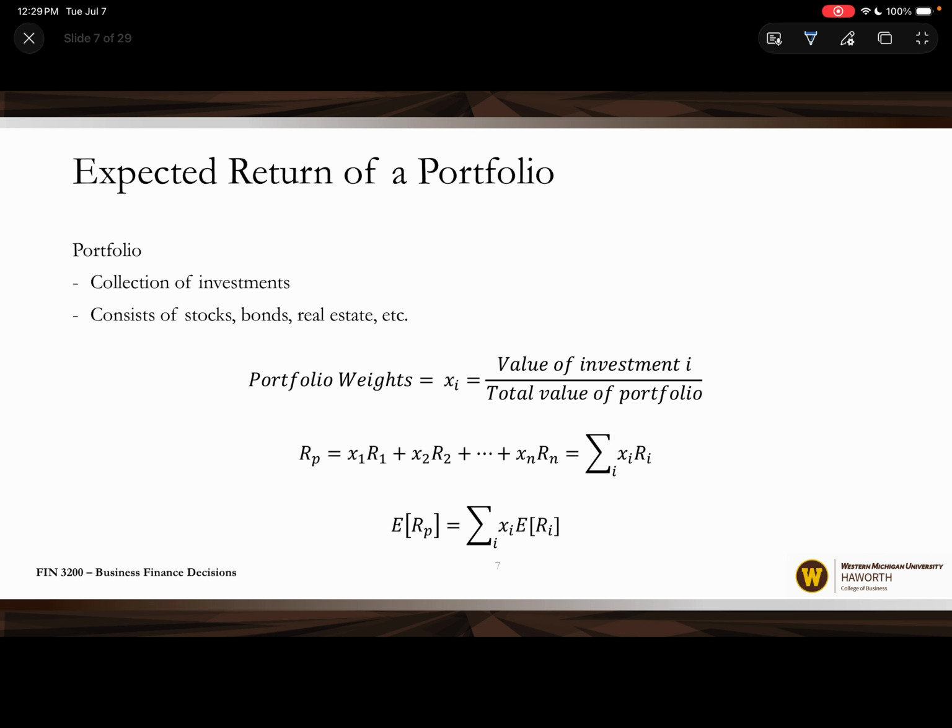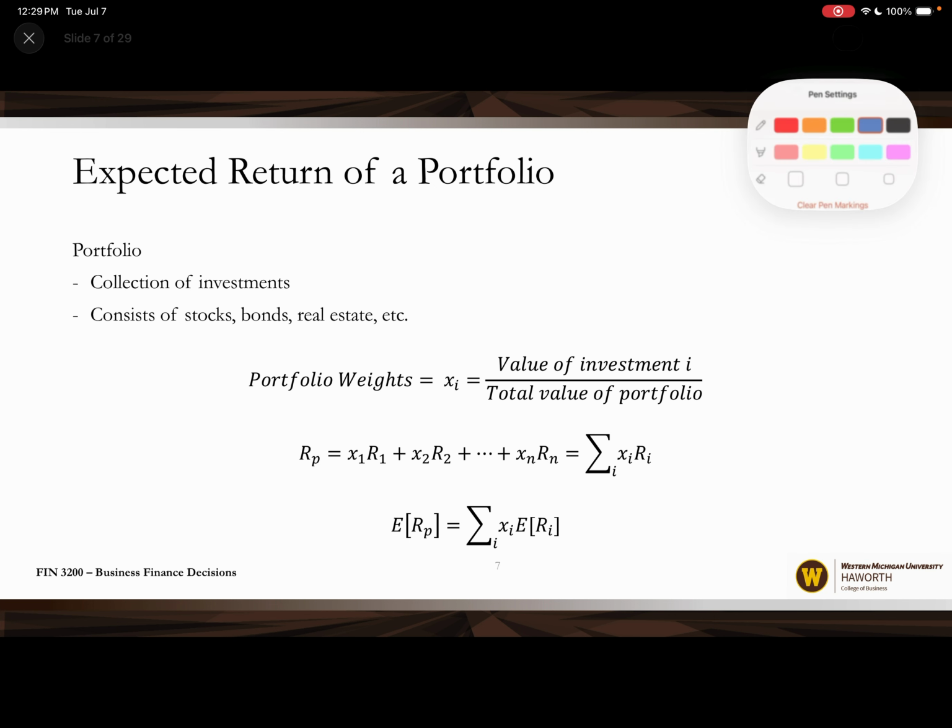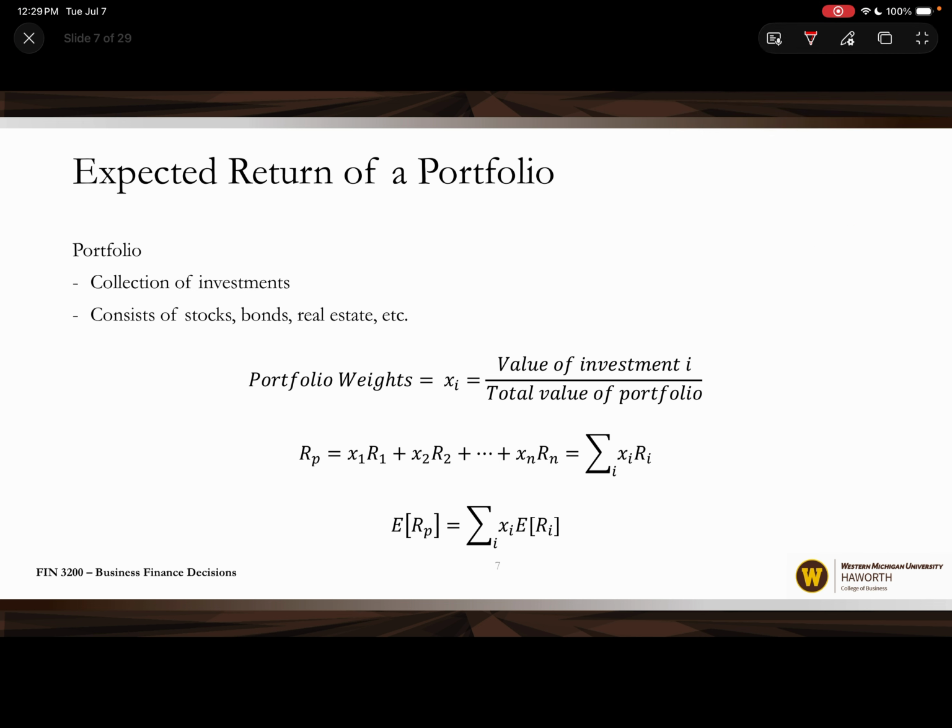Yeah, let's do this. We have the expected return of a portfolio. So far, we've talked about individual securities. Now we're looking at a portfolio. Portfolio is simple. It's just a collection of investments.